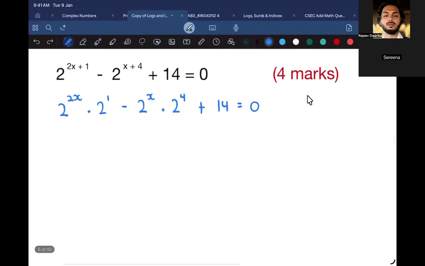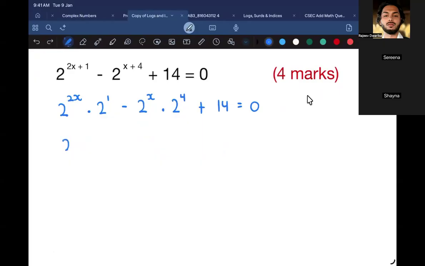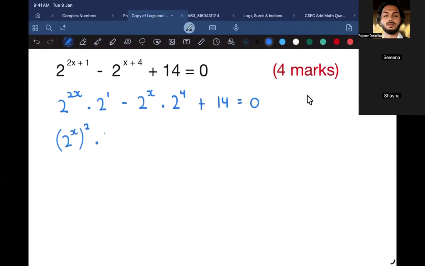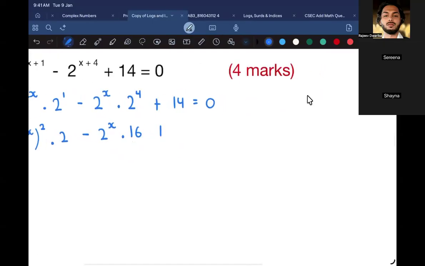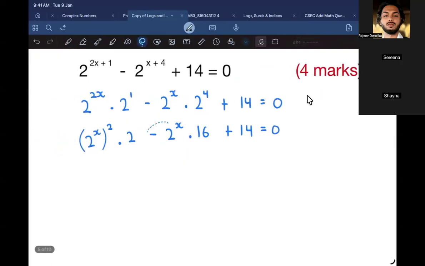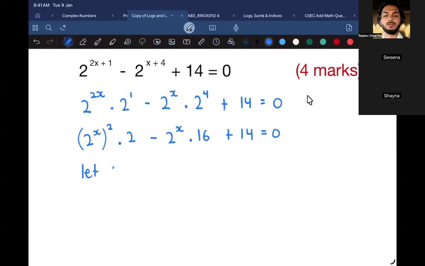Now, you see 2 to the power 2x? I could write that as 2 to the power x all squared. So this is the question where you would have to do a substitution. Minus 2 to the power x. 2 to the power 4 is 16. Alright, so let me know if you're okay with everything so far. Did you have this? Yes, sir. Okay, nice. Now, if you notice 2 to the power x in multiple spots, we could say let 2 to the power of x be y.